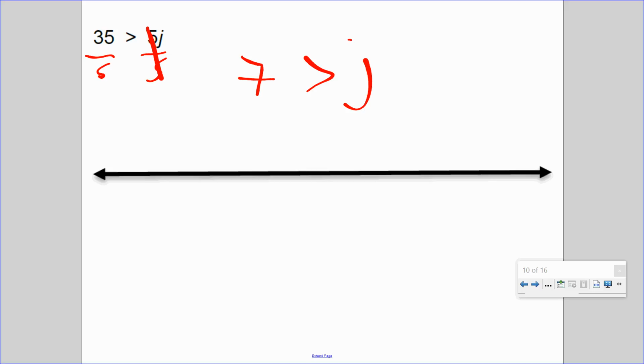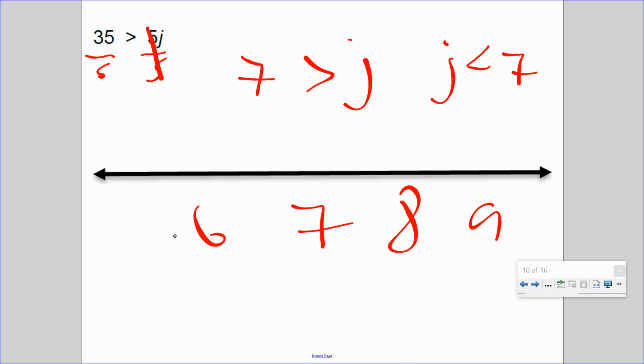Again, to be solved, you can leave it in this way, but I personally like putting the variable on the left side of the inequality or equation. So let's see, j is facing the less than. So it is j is less than 7, so all these numbers are less than 7. Is it equal to it? No, it's an open dot. Less than 7.